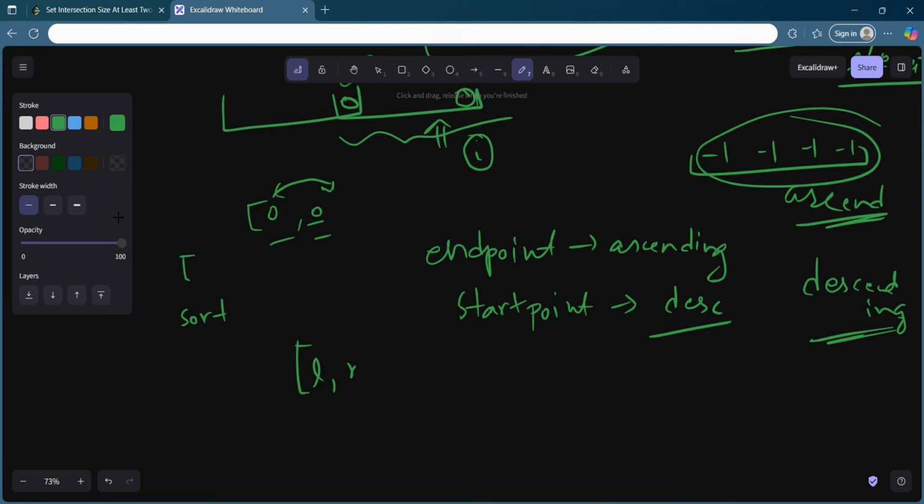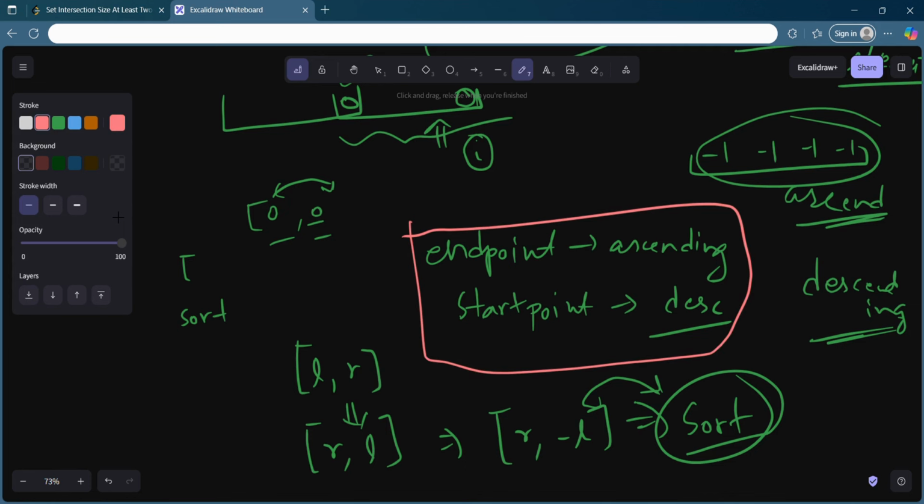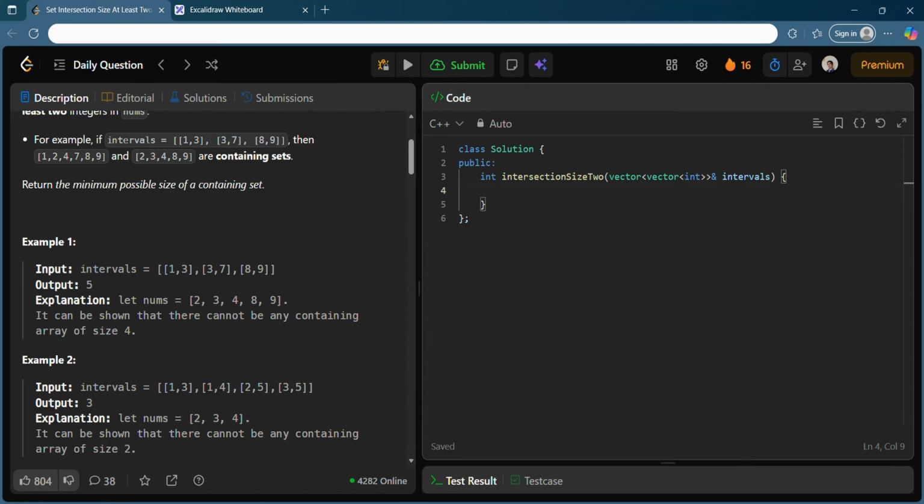So if there is an interval L to R, you can swap this to R to L, and then again you do R minus L. So from this you do two conversions: you swap it and the next element you just convert, and then you just sort this whole array. At the end what you will get is sorted by the endpoint in ascending order and by the start point in descending order. So that is what we will do. This should be simple only.